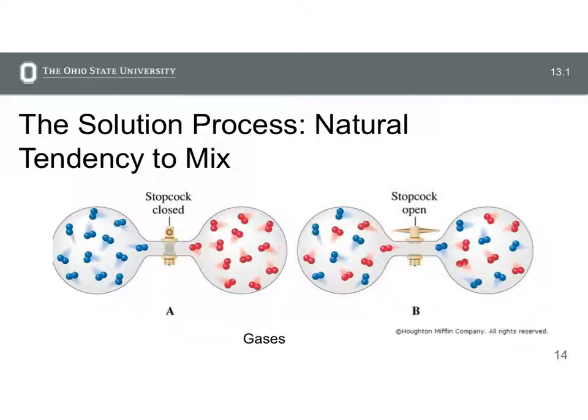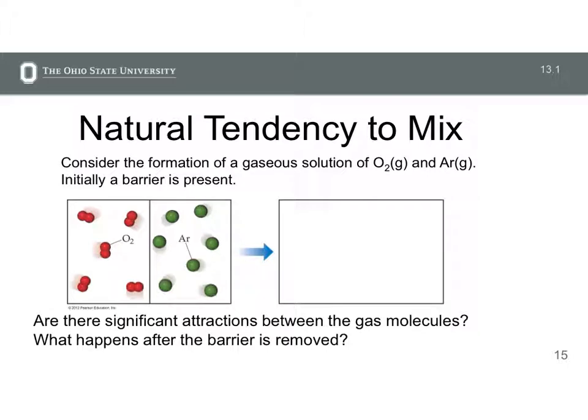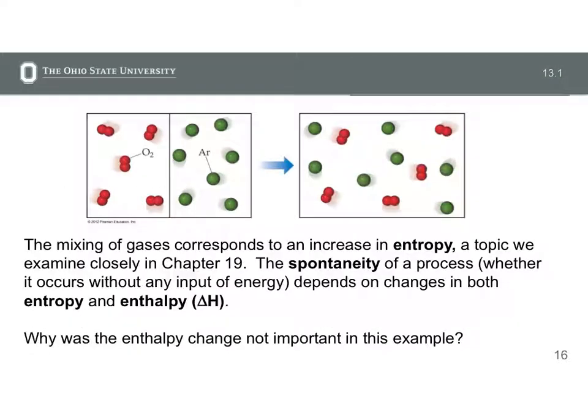Again, a similar thing. We have oxygen, a diatomic, and we have argon in green. And there's initially a barrier in place. We let that barrier go, allow the gases to mix, and we form a solution. Why?